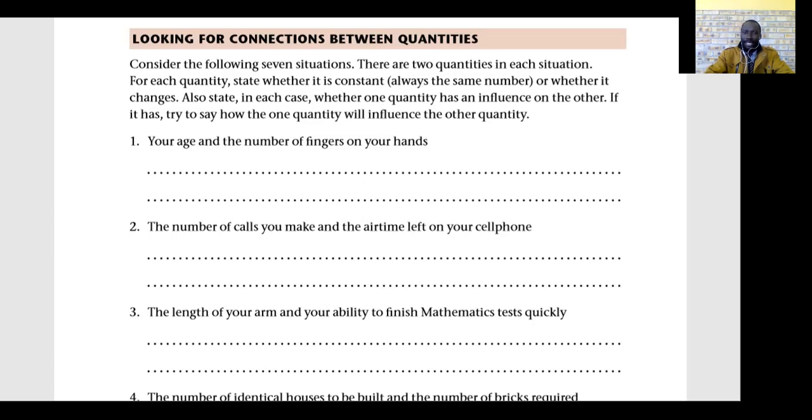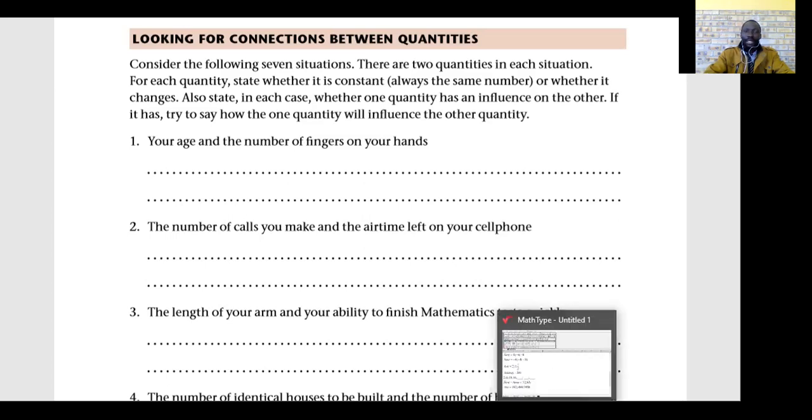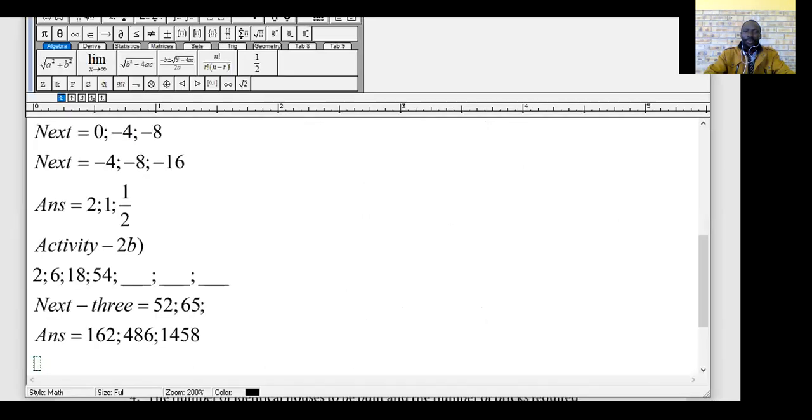And then the second quantity, your age, changes. It does. So the age becomes the variable quantity. So how do we write that? Well, we would like to call this activity 1.